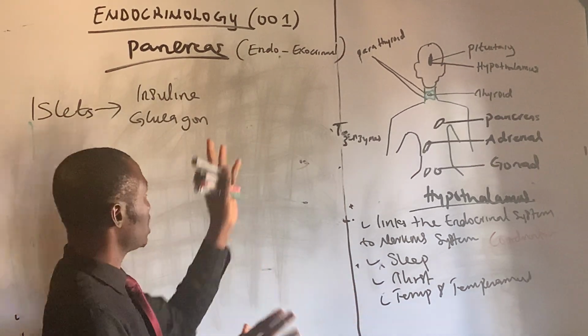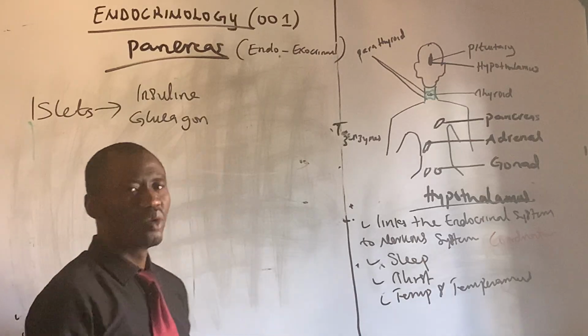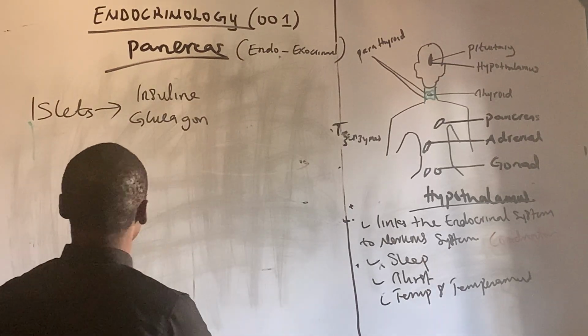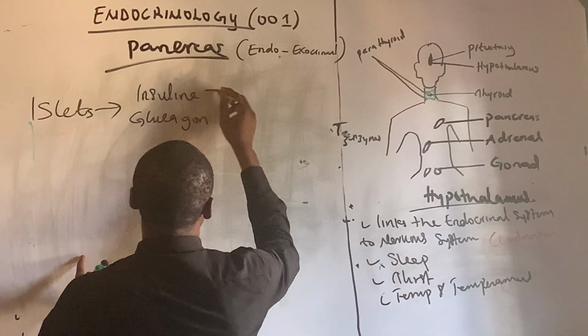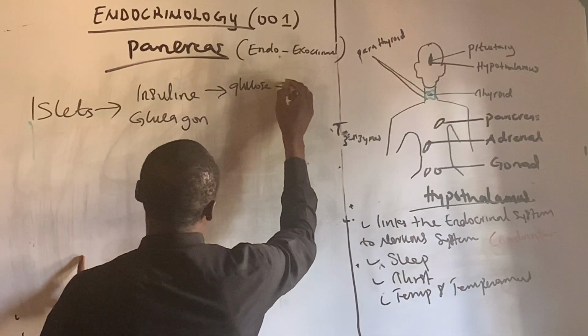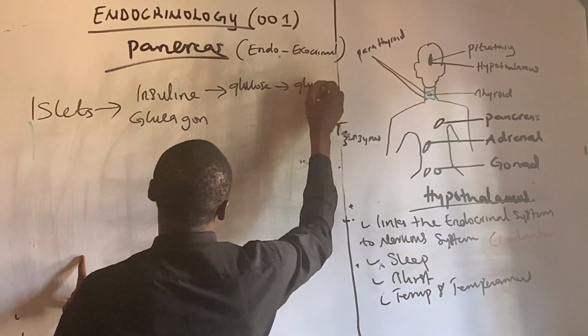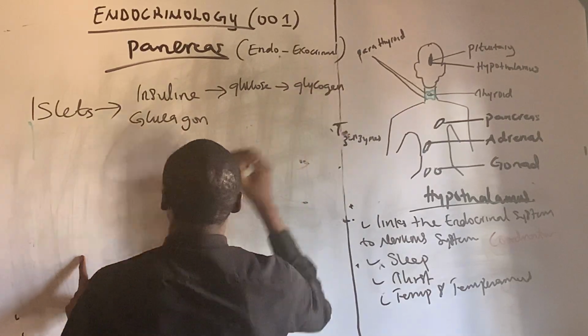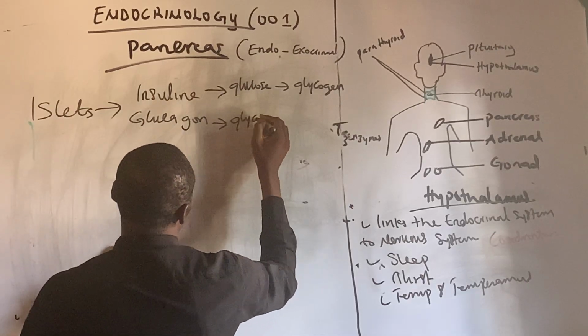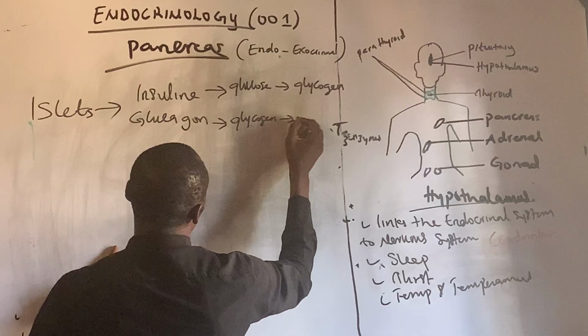But this is just an introduction. We will get deeper with time. So let's keep it at an introductory level. All right, now, insulin converts glucose to glycogen. Then glucagon converts glycogen back to glucose.